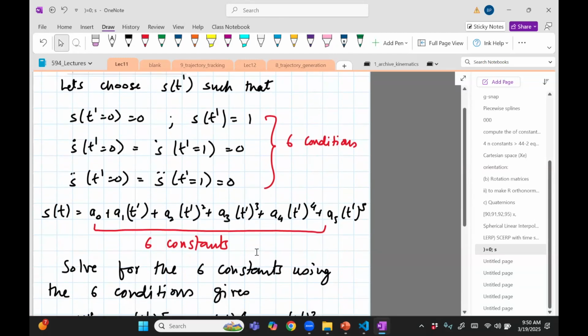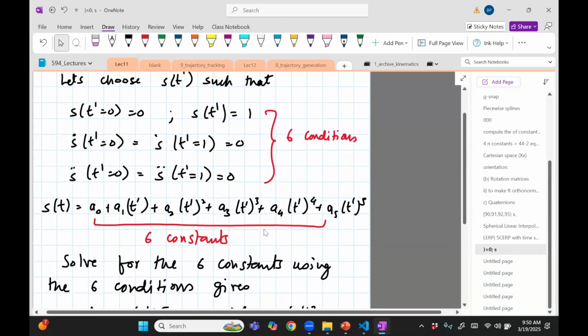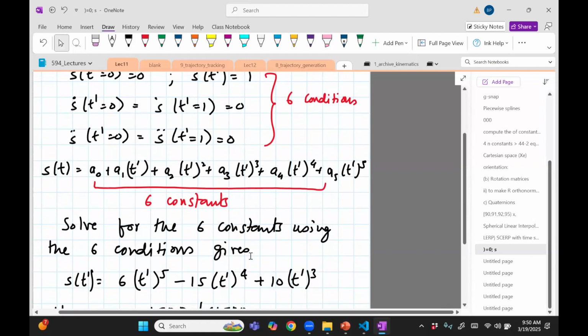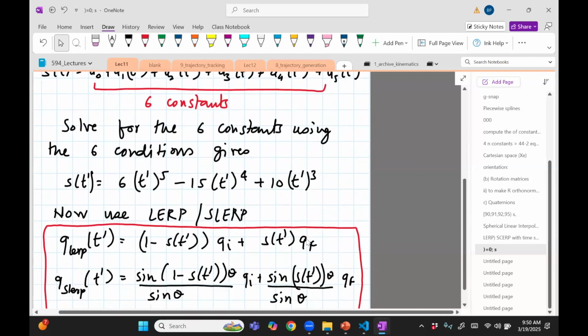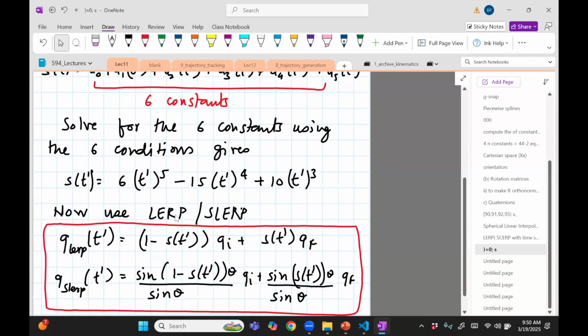So we can assume a fifth order polynomial with 6 constants, solve for the 6 constants like we've done before, and this gives this simple, rather straightforward expression because of the time scaling. You have something which is fifth order, but the second, first, and constant terms are 0. Now what we do is we modify both. We could do this with both LERP and SLERP. You just modify that time with s of t prime, just modified with s of t.